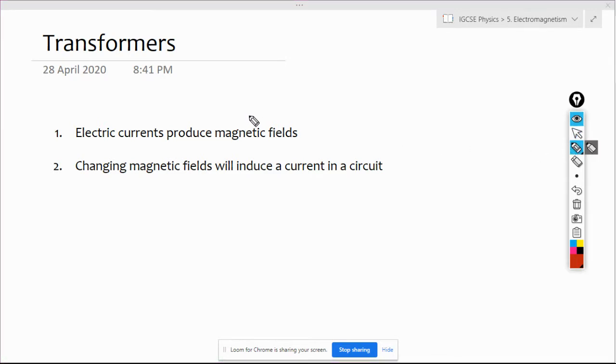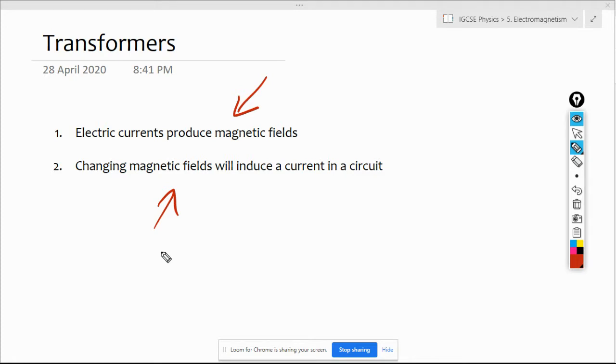First of all, before we get into transformers, we have to realize that they work on two main principles. One, electric currents produce magnetic fields. Anytime you have an electric current, you have a magnetic field present. That's how an electromagnet works, for example. The other is that a changing magnetic field will induce a current in a circuit. So those are the two things.